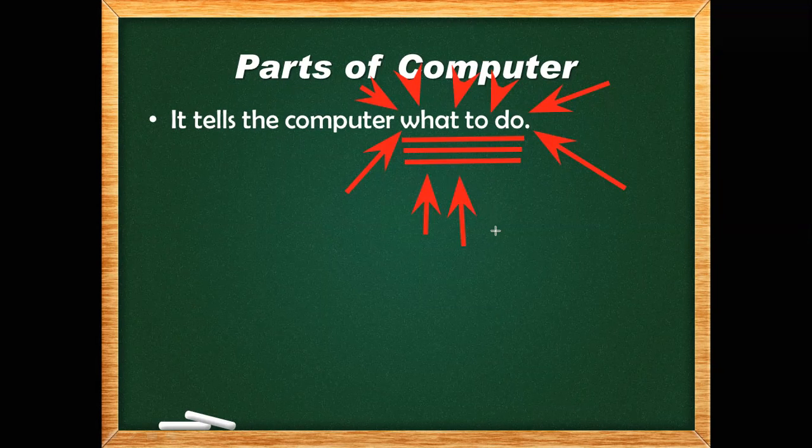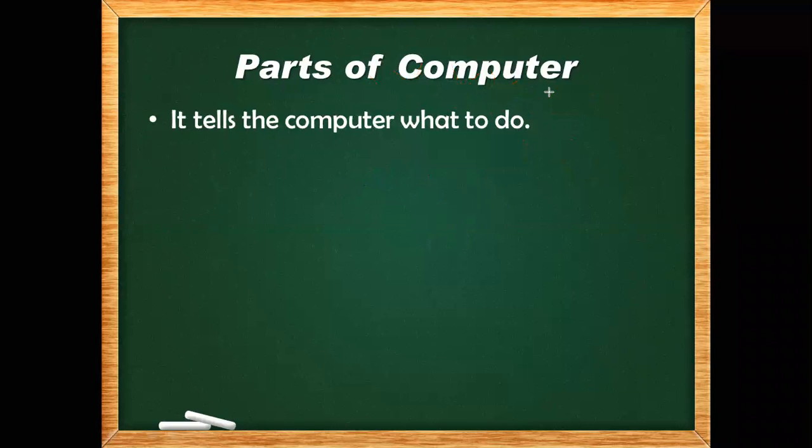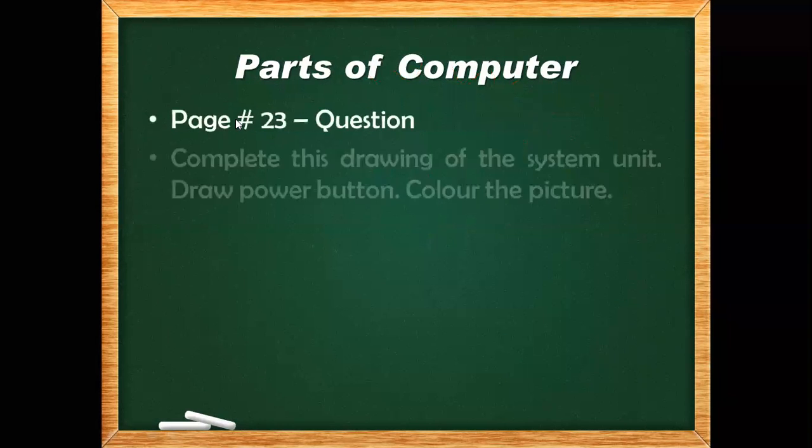CPU tells the computer what to do. Like our brain. Our brain tells us what to do, or what to eat, or what to think. So our brain decides what to do in the same way the CPU decides what to do. Okay, so does everybody understand this? Say yes or no. Yes. Okay, that's great.